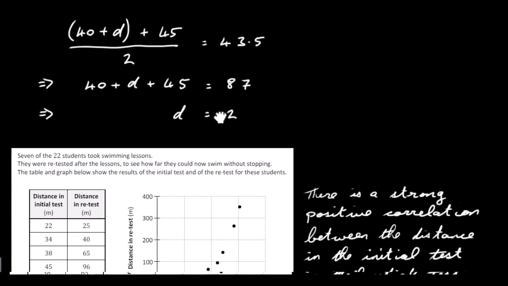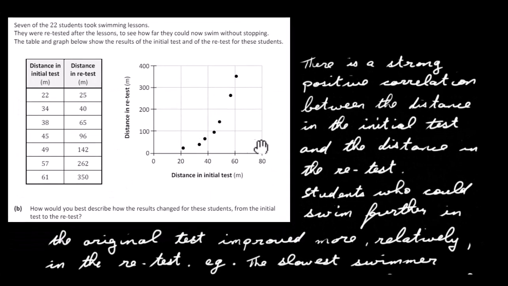So let's see, multiply across by 2. So we've got 40 plus D plus 45 is equal to 87. Next thing we've got to do is just work out what D is. So I'm going to take 87, subtract 45, take 87, subtract 40, and you'll get D is equal to 2. Okay, let's have a look at this one. Oh yeah, I've done this one already because it just took a little bit of explaining.